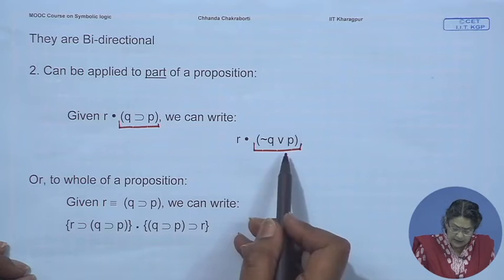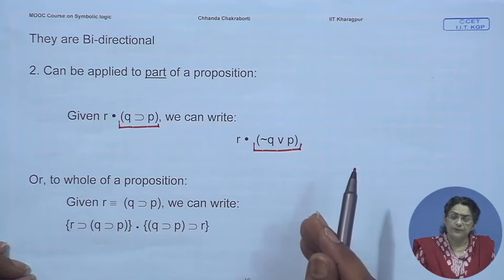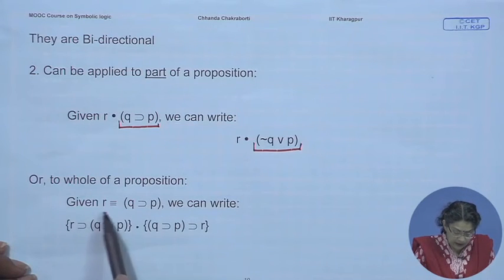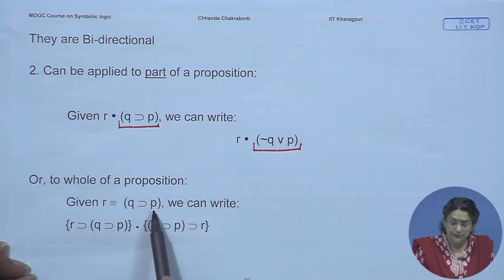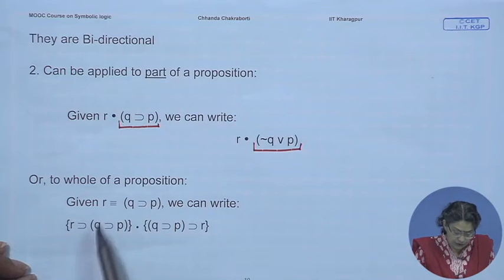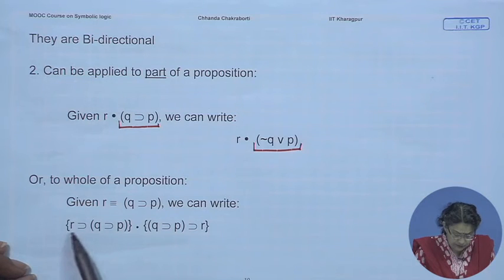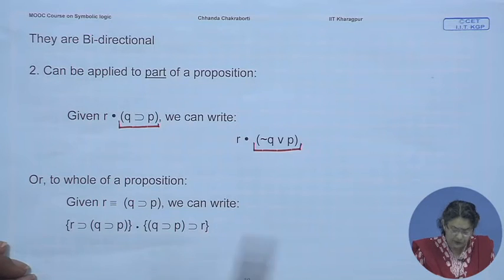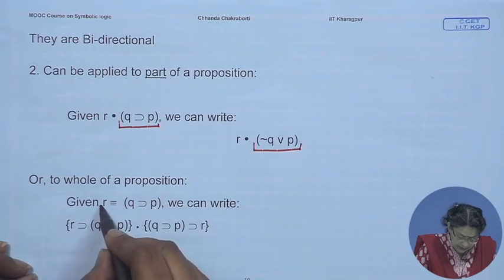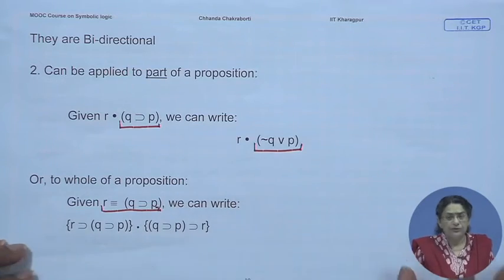Similarly, this does not mean that the rules of replacement only apply to a part, but you can also apply them to the whole of a statement. So, there is no bar. For example, in R triple bar (Q horseshoe P), the triple bar is the main connective, and you can apply the material equivalence rule to this triple bar to get this kind of horseshoe. So, it is a conjunction of two horseshoes, R horseshoe (Q horseshoe P) and (Q horseshoe P) horseshoe R. So, here we are applying it to the whole sentence, and here we are applying it to the part.